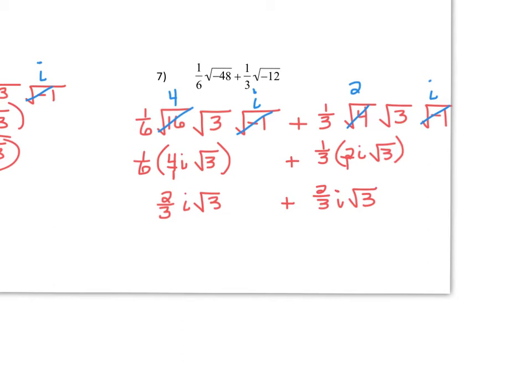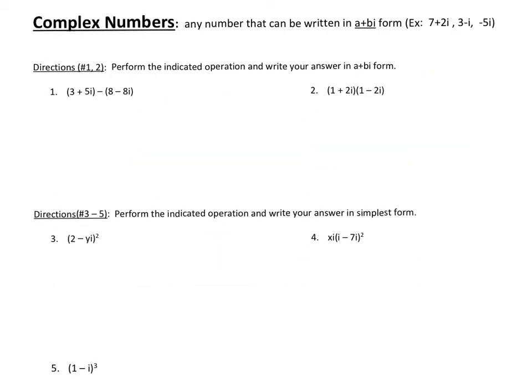If you want to add these together, all you do is just add the numbers in front. So 2/3 plus 2/3. Remember, when you add fractions, you add the top and you keep the bottom if they have a common denominator, which they do. So this will be 4/3. Right, 2/3 plus 2/3 is 4/3. And then we keep what they have in common. So we keep the i radical 3. So our final answer would be 4/3 i radical 3.